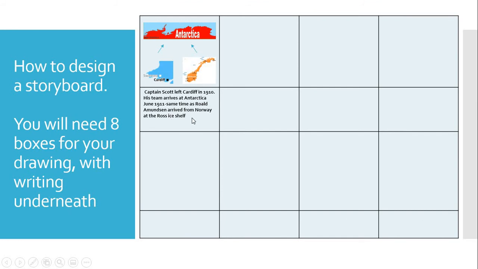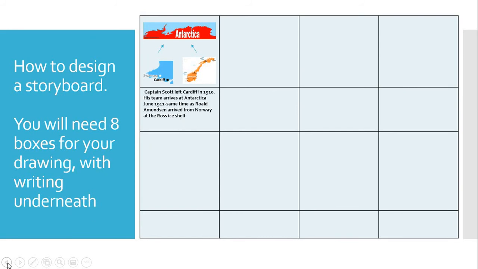Captain Scott left Cardiff in 1910. His team arrives at Antarctica June 1911, same time as Roald Amundsen arrived from Norway at the Ross Ice Shelf. Again, I wasn't able to use my art skills, which are fantastic, so I've just put an image of Cardiff, image of Norway, 2 arrows pointing to Antarctica to show where they came from and what journey they made. It's up to you what you put into these image boxes. It just needs to be relatable to something you have put in the written section.